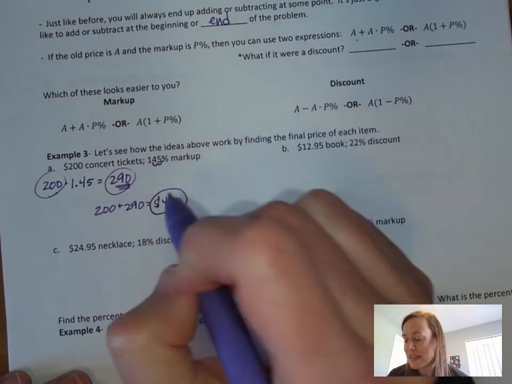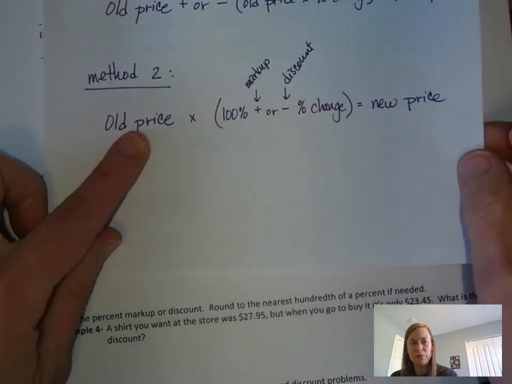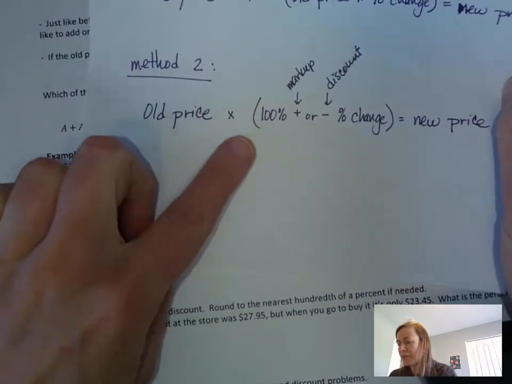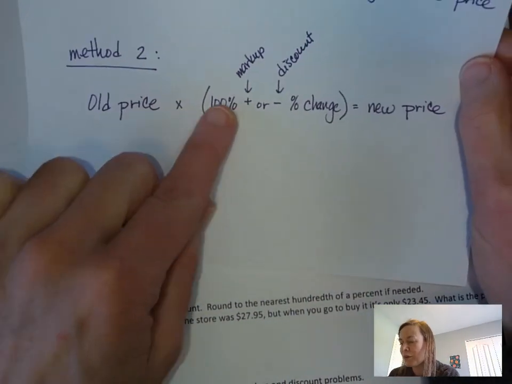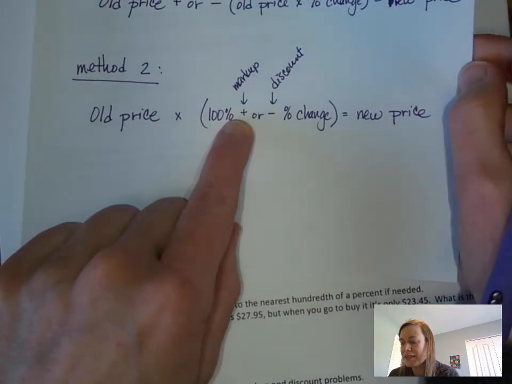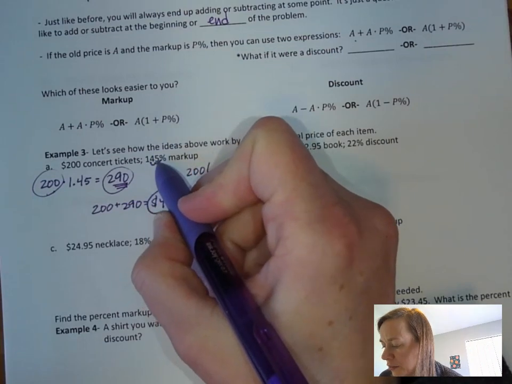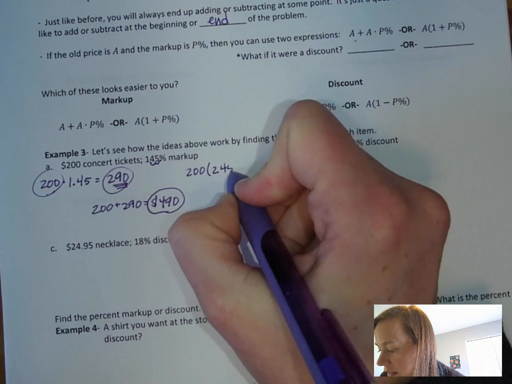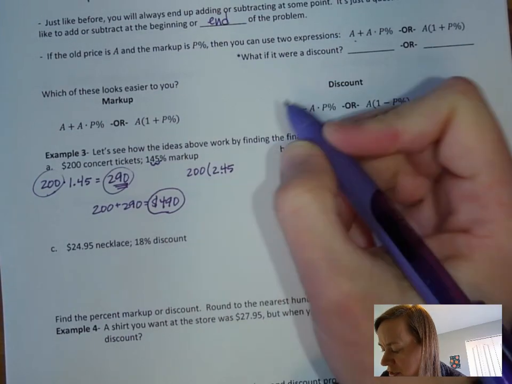Okay, now what if we did it the other way? All right, so remember the other way is to take the old price. Okay, that's $200. And we're going to multiply it. So I just wrote my parentheses to indicate multiplication. We're going to multiply it by 100% plus the markup. So 100% plus 145%, that's going to be 245%. And 245%, move that decimal 2 places, you get 2.45.